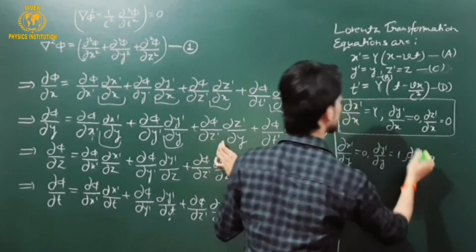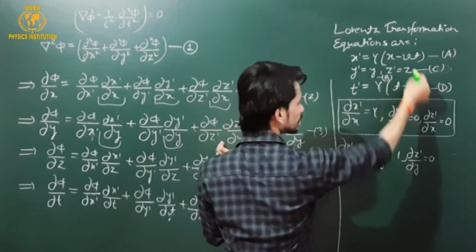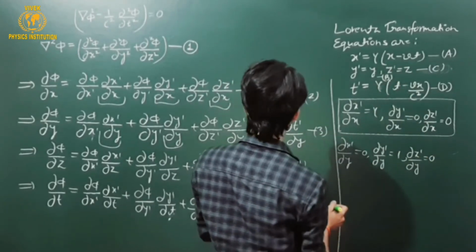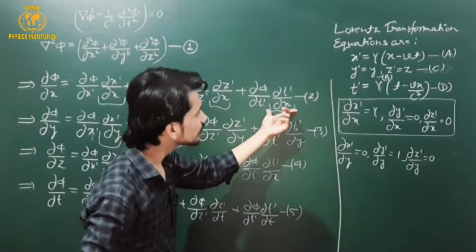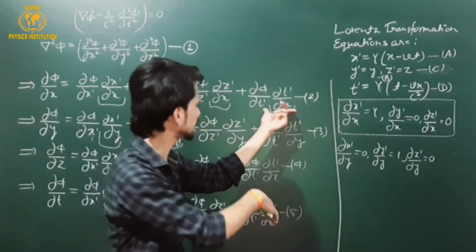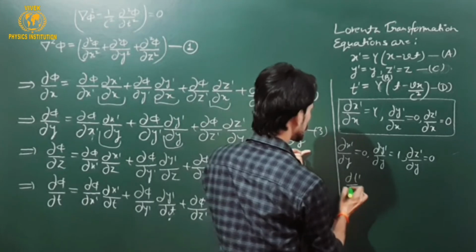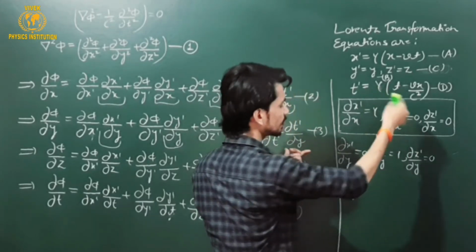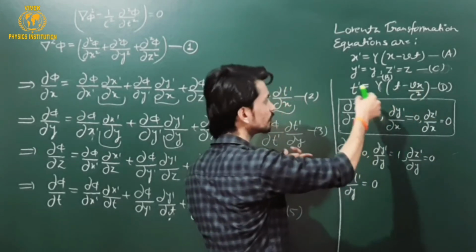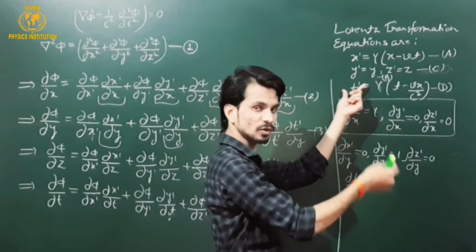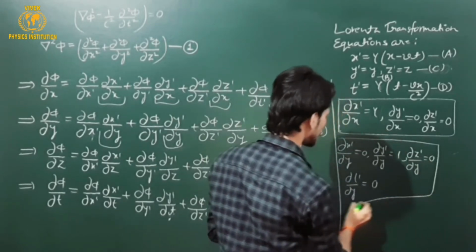This value will be 0, because there is no y in z, and the differentiation of z' with respect to y will be 0. Now the value of ∂t'/∂y, I did not find this one, so I will find it later. ∂t'/∂y will also again be 0, because there is no y here. The differentiation of t' with respect to y will be 0. So these are the 4 factors.